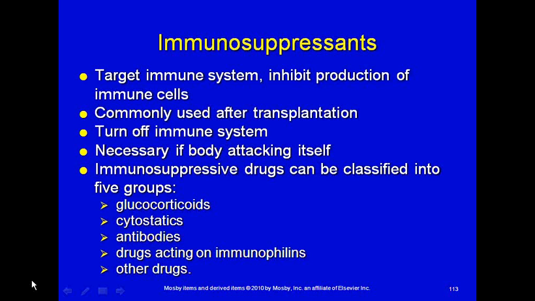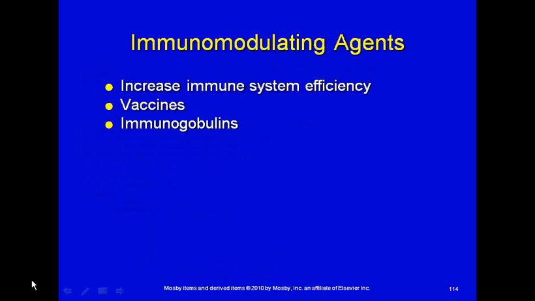There are 5 different groups of immunosuppressants with multiple drugs in each group. So there's no way to list them all here, but they include glucocorticoids, cytostatics, antibodies, drugs acting on immunophilins, and then other drugs.